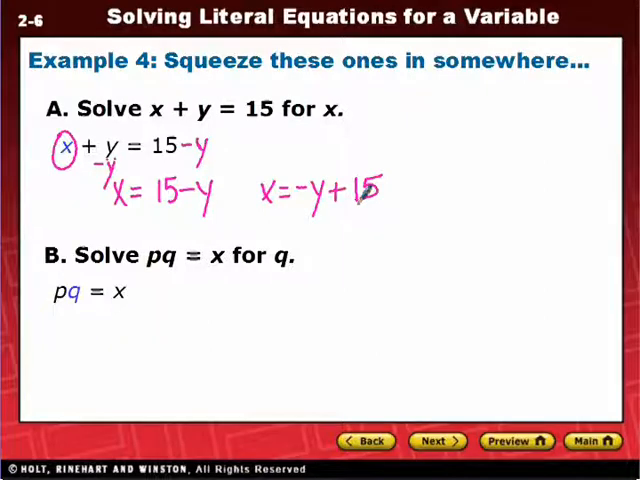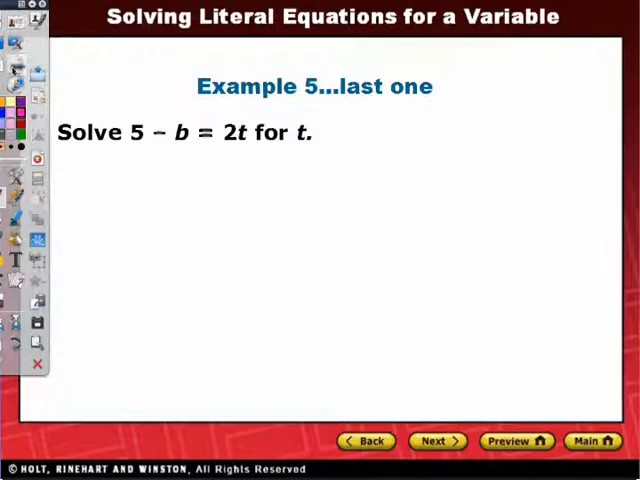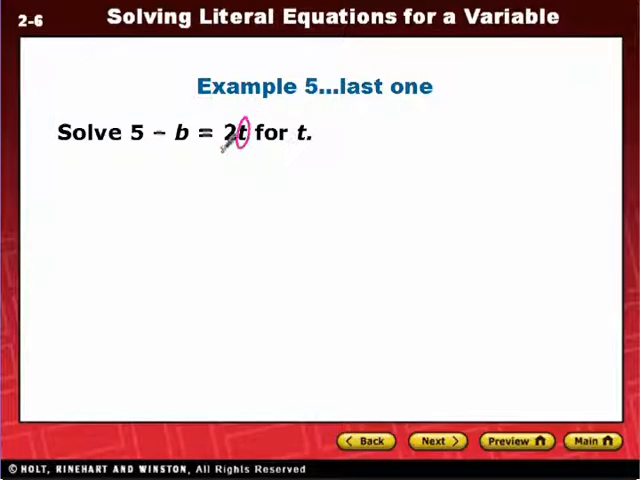p times q equals x, solving for q. That's a pretty easy one-step one. We want to get q all by itself, so we're just going to divide both sides by p. q equals x over p. All right, very last one. 5 minus b equals 2 times t. We're looking to get t all by itself. Well, it is already almost all by itself. The only thing I need to do is divide by 2. And I'm done. 5 minus b all over 2 equals t.